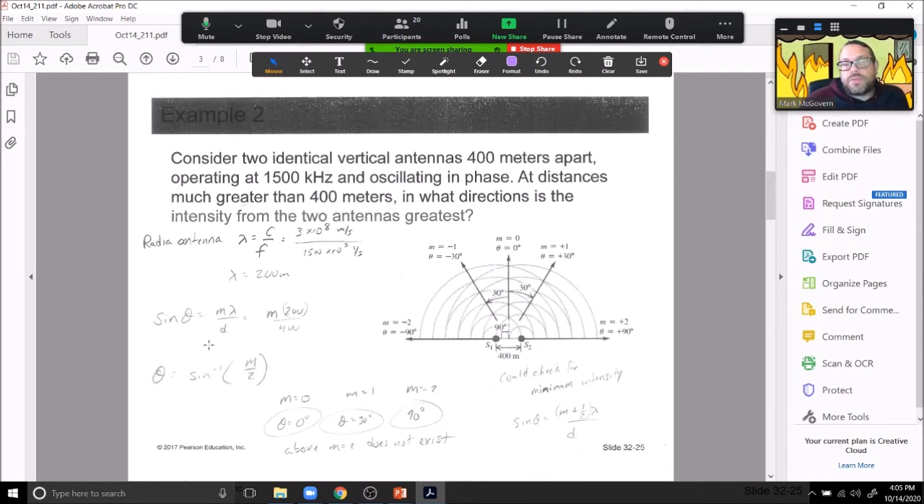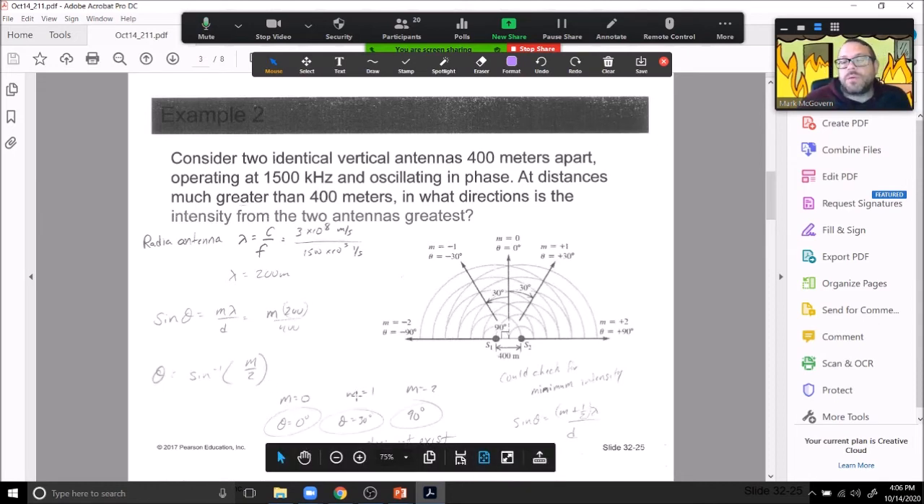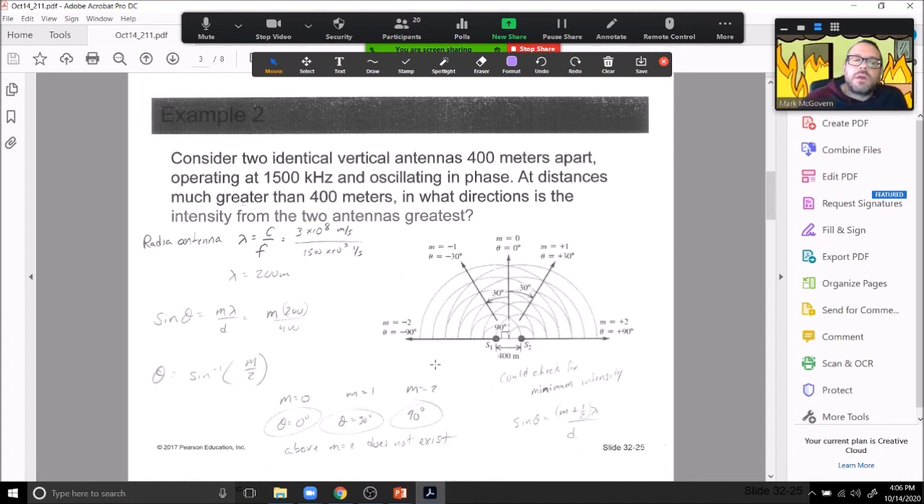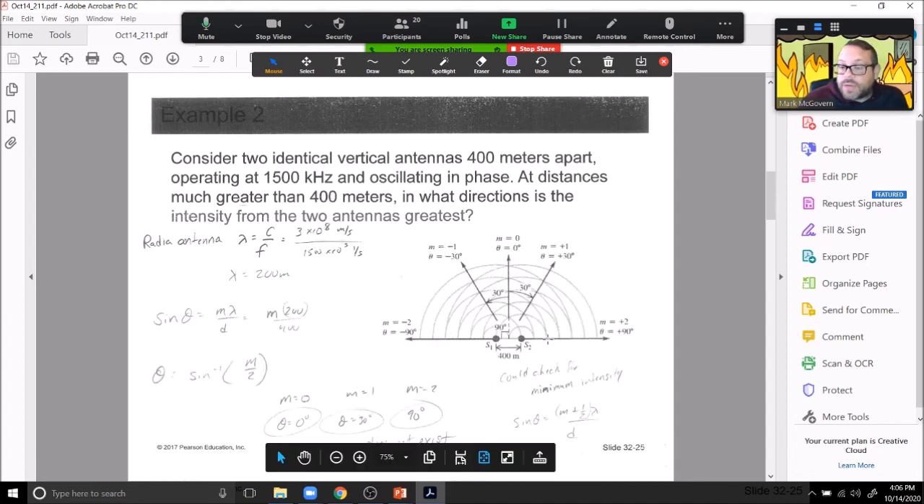We end up with the sine of theta equal to values of m over 2. Now, the way the sine function works, we can't have anything over 1. So we only have 3 modes here. We have m equals 0, and m equals 1: sine of theta is 1/2, that's why we have 30 degrees here. We didn't know that ahead of time, obviously. And then m equals 2 is 90 degrees. And that's it.